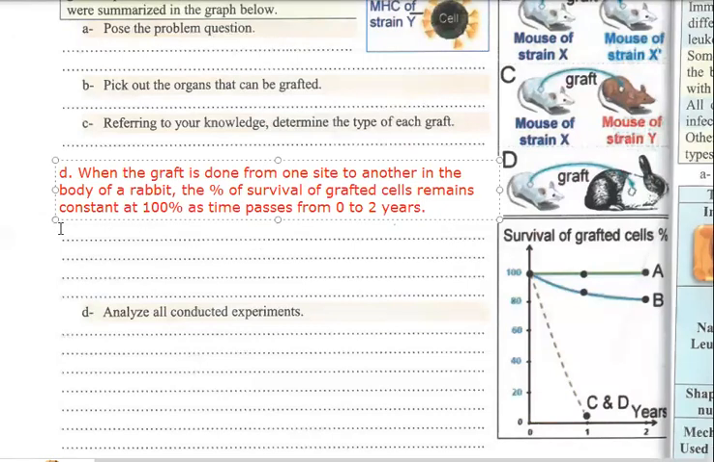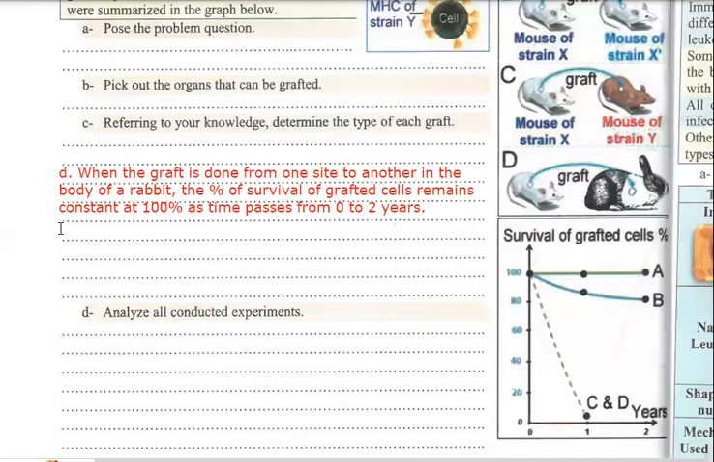I'm analyzing, I'm saying what happened in the experiment. I did a graft from one side to another in the body of a rabbit. I also have to analyze the results. What were the results? The percentage of survival of grafted cells remained constant at 100% as time passes from 0 to 2 years. Now in the second experiment, we did a graft between two identical mice.